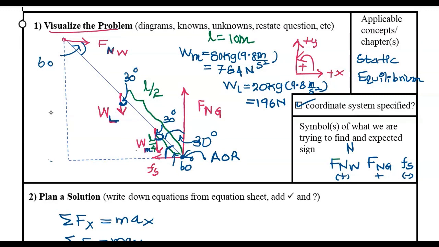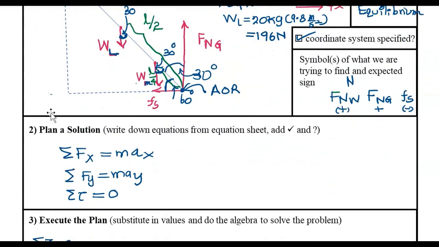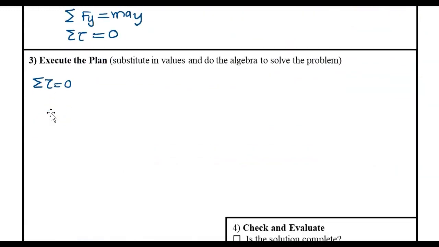So once you have the axis of rotation, we have to look at the forces that create a torque about that point. Normal force from the wall is going to create a torque, and then weight from the ladder is going to create a torque, and weight from the man is going to create a torque.